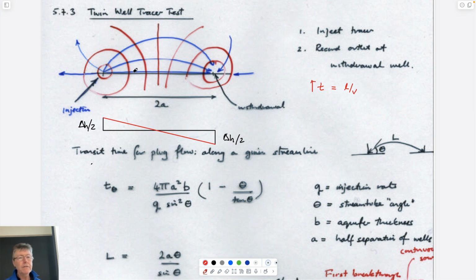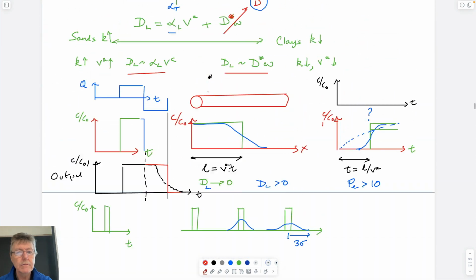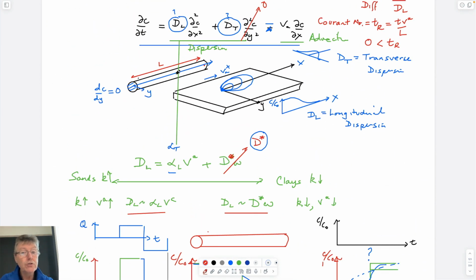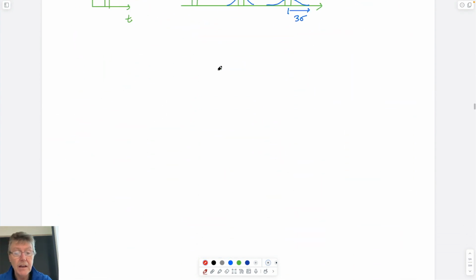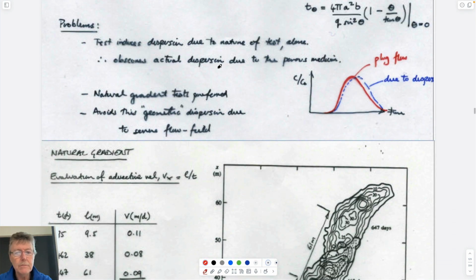And so if you think of these flow channels as each carrying a packet of contaminant, and each being one of these flow tubes with a breakthrough, the one that travels fastest, has the fastest velocity, will arrive earliest. The one that travels next fastest, next to it, will arrive later and later and later as you go down the stream tubes.